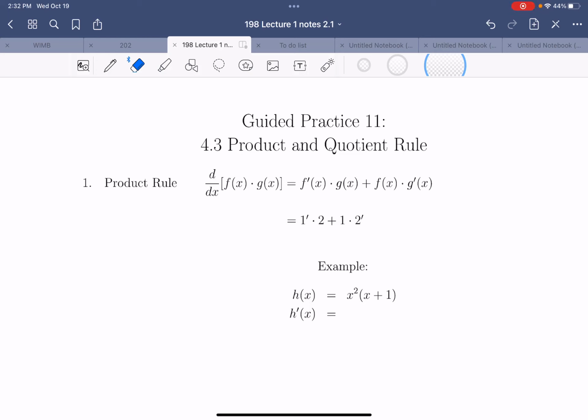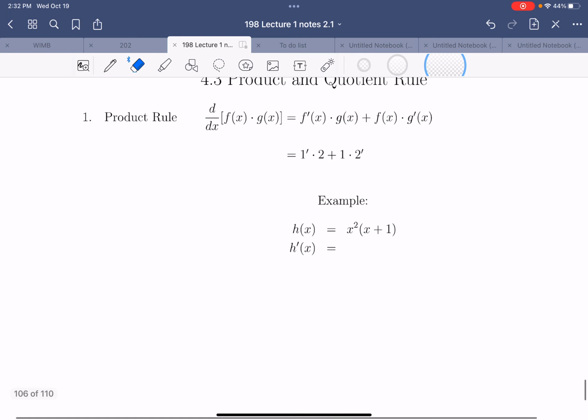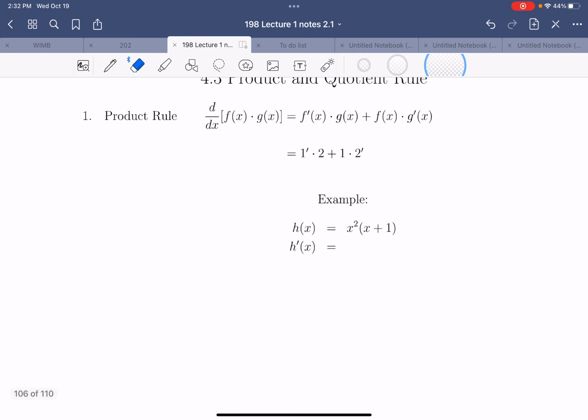Hi there, this is Guided Practice 11 from section 4.3, the product and quotient rule. I just wanted to remind you before we get started that the product rule here is 1 prime 2 plus 2 prime 1, or 1 2 prime, whichever way you want to look at it.